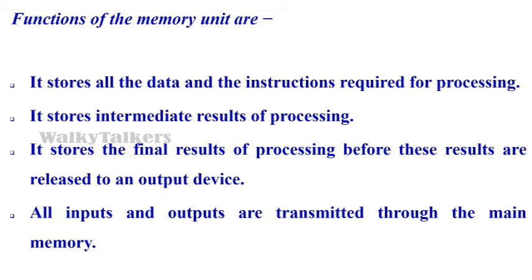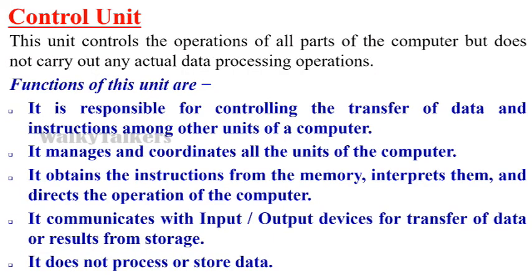Control unit. This unit controls all operations of all parts of the computer but does not carry out any actual data processing operations. This control unit controls all of the operations taking place in a computer, but it does not do any of the processing operations. It is responsible for controlling the transfer of data and instructions among other units of a computer. It manages and coordinates all the units of a computer. It obtains the instructions from the memory, interprets them, and directs the operations of the computer. It communicates with input and output devices for transfer of data or results from storage. It does not process or store data. These five points are the important functions of control unit.